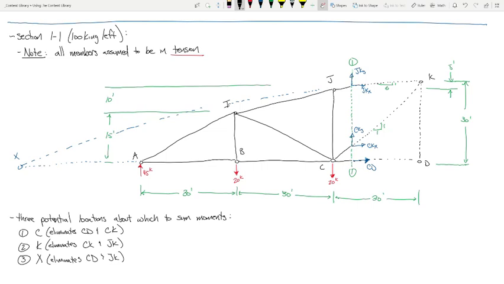Now, which one should we use? I want to look at this second option. I like being strategic. I want to make sure that we are applying logic to our scenario. So let's conceptualize in our head. Let's use our noggin for a bit. When we sum moments at K, if we sum moments here, what member are we going to solve for? CD. What are we going to be left with after that?